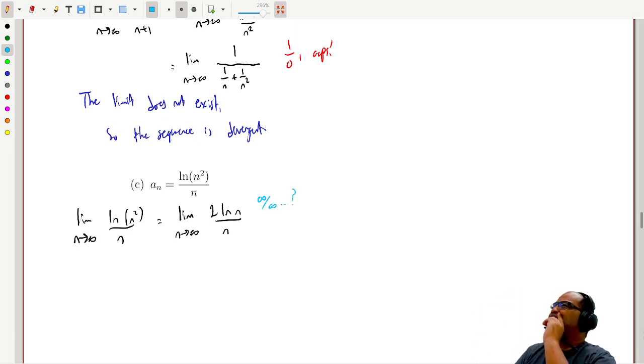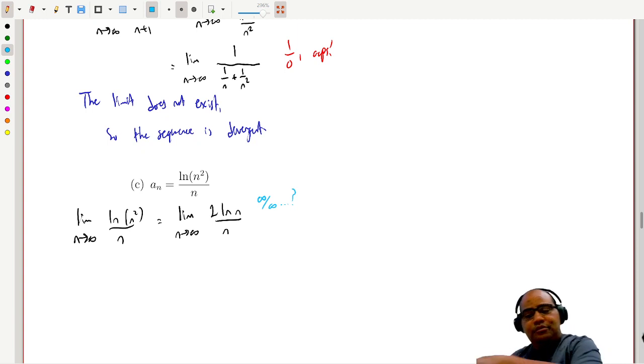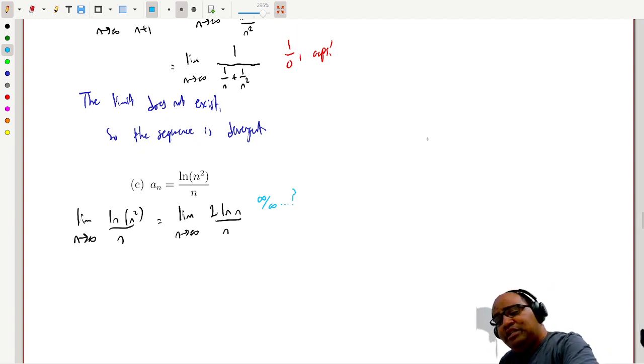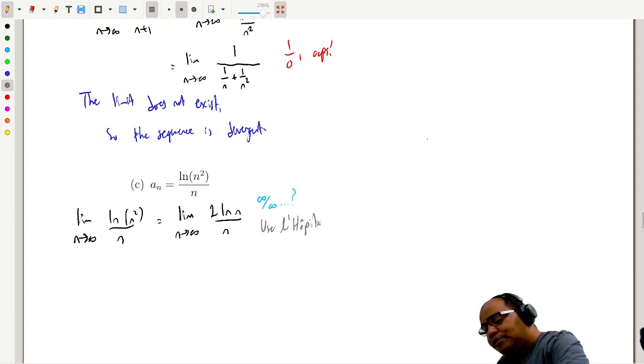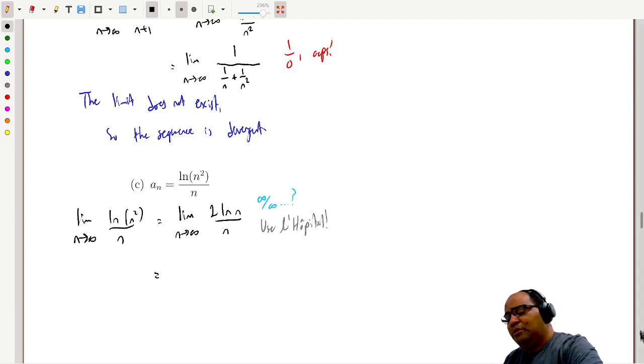But what do we do, right? Log of n over n? We get infinity over infinity. Use L'Hopital. We need to use the L'Hopital rule here. So we're going to take derivatives of numerator and denominator separately.